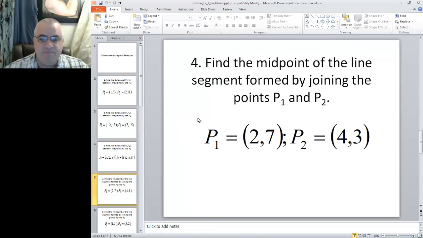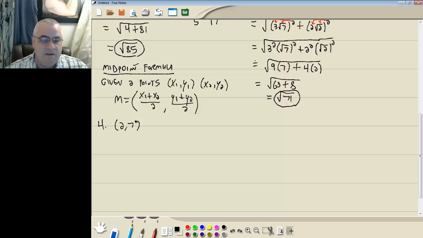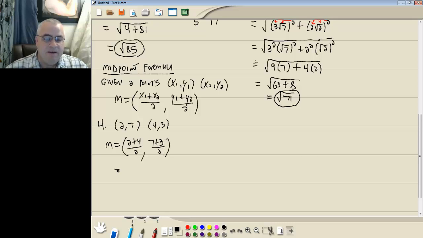Let's take a look at an example. We got 2, 7, and we got 4, 3. Okay, so for a midpoint, what we're going to do is add together x parts and then divide by 2. So we got 2 plus 4, divide by 2, and then I'll add together my y parts. So I got 7 plus 3, divide by 2. Well, 2 plus 4 is 6, so we got 6 divided by 2, 7 plus 3 is 10 divided by 2, which gives us 6 divided by 2 is 3, and 10 divided by 2 is 5. So our answer is (3, 5).